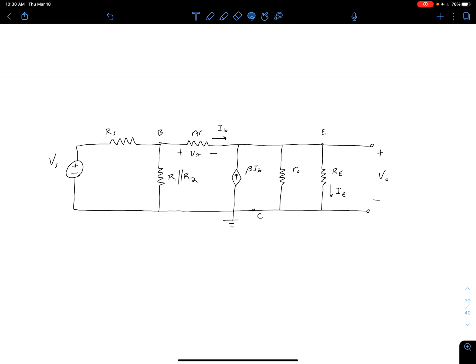Well, if we're investigating our small signal voltage gain, we can define some variables to help us out with that. So let's go ahead and define a few things.